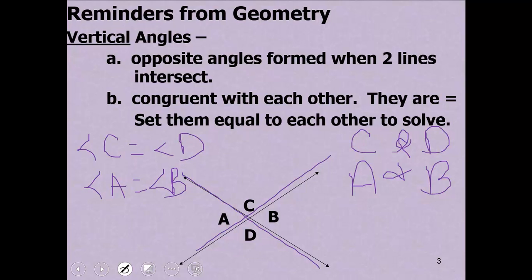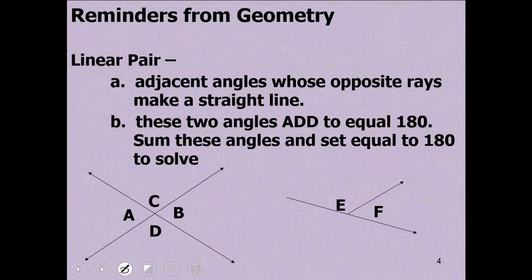And remember my saying from geometry: if two things are equal, set them equal to each other, because then you're going to have variables that you can solve for. If two things are equal, set them equal. One thing goes on the left of the equal sign, the other thing goes on the right of the equal sign. Okay. The other term we have to remember is a linear pair.